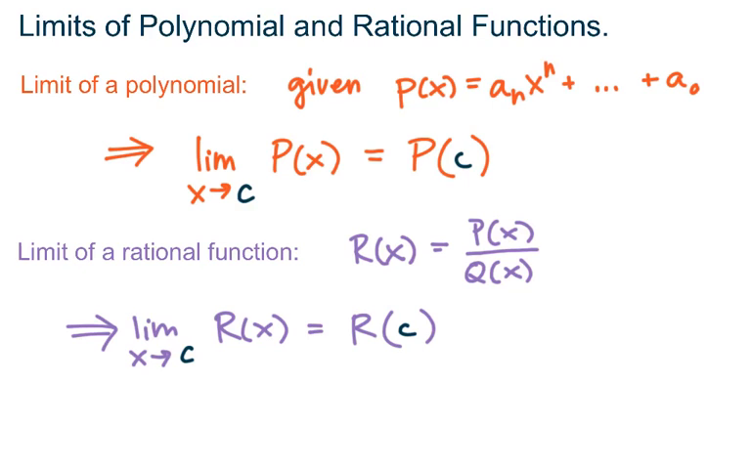But we have to add one small piece here, and we have to say this works as long as q of c, whatever number we get in the denominator, isn't equal to 0. So this works as long as we don't have 0 in the denominator. So recapping those two rules, if you have a polynomial function or a rational function and you're asked to find the limit, just plug the value in. So let's look at two examples.